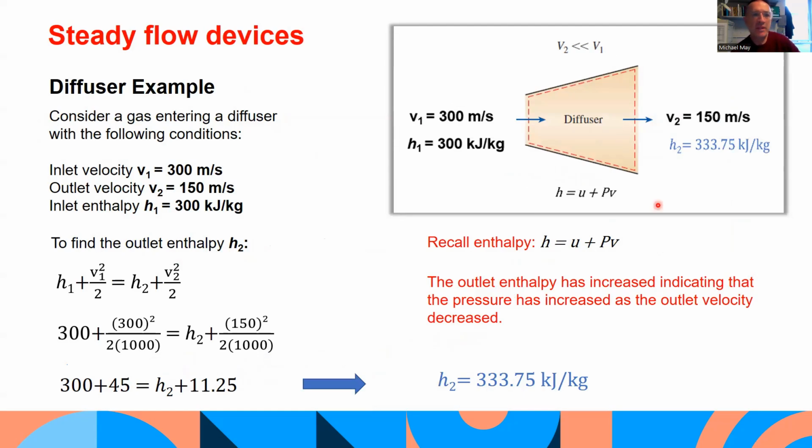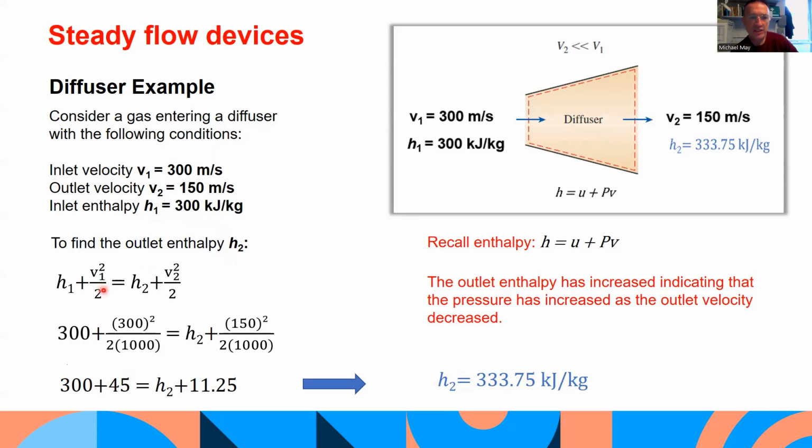So here's an example. Consider a gas entering a diffuser with the following conditions. There's a velocity of 300 meters per second coming in, a velocity of 150 meters per second going out. So the velocity is decreased as you'd expect. The inlet enthalpy is 300 kilojoules per kilogram. So we want to find the outlet enthalpy.